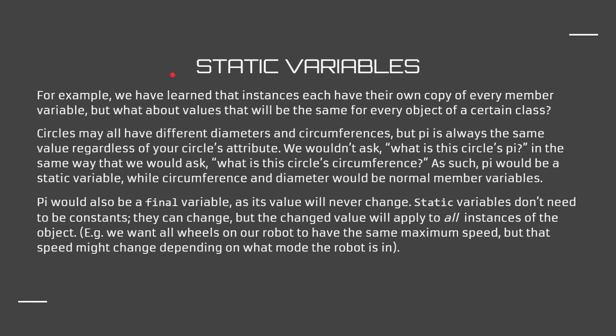For example, we have learned that instances each have their own copy of each member variable. But what about values that will be the same for every object of a certain class? So let's say we have a circle object. Circles may all have different diameters and circumferences, but pi is always the same regardless of the circle's attribute. So we wouldn't ask, what is this circle's pi, in the same way that we would ask, what is this circle's circumference? As such, pi would be a static variable, while circumference and diameter would be normal number variables.